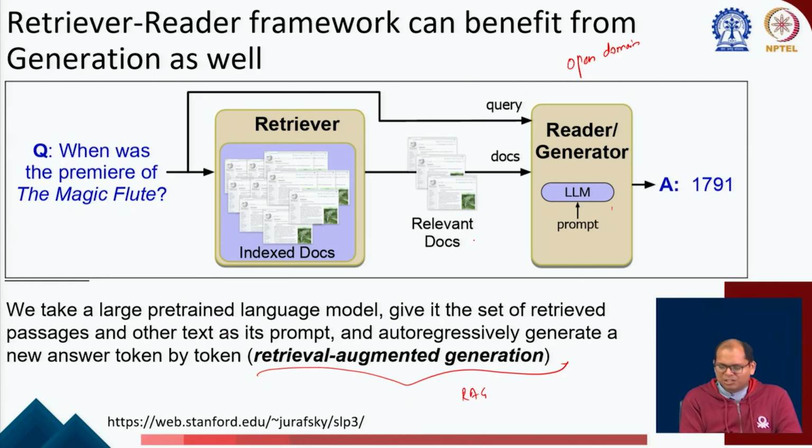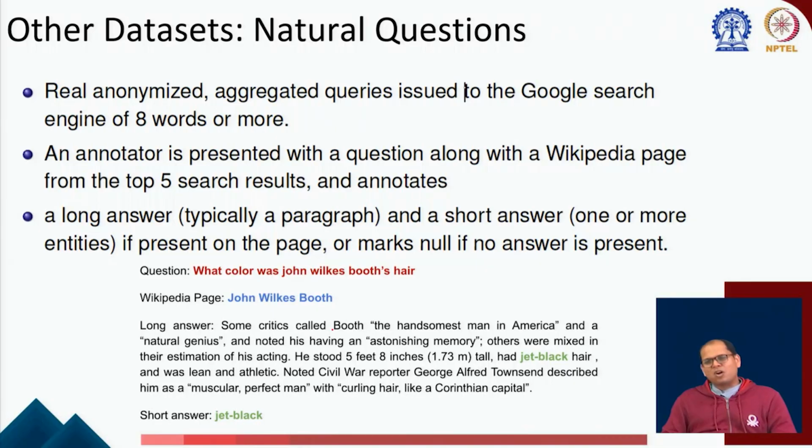So what we do, we take a large pre-trained model, and we give it the set of retrieved passages and other text as prompt. So in the prompt we have the question, relevant passages, and we let it generate the answer, right? So it's generating the answer, not retrieving it. In the retriever reader framework, we were trying to select a span, but now we have combined the generator and the retriever here, right? So this is the retrieval augmented generation paradigm, and this has become very, very popular recently for doing question answering.